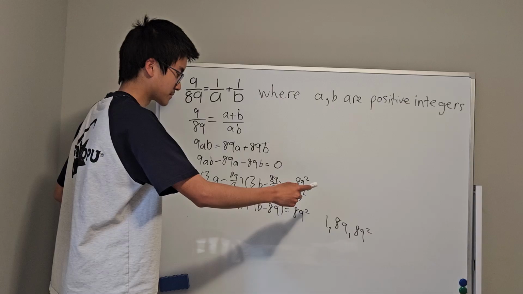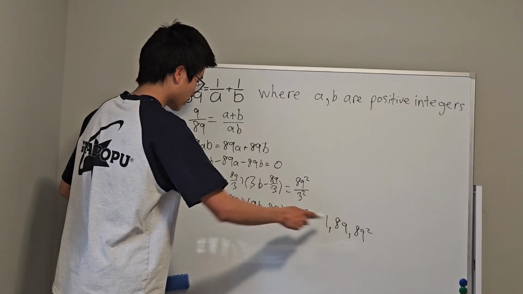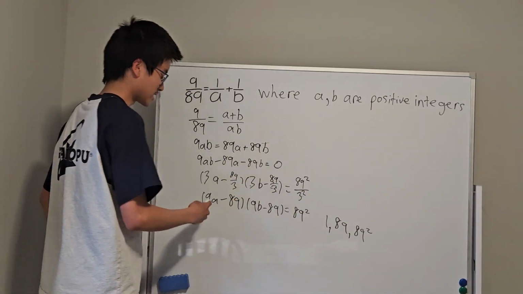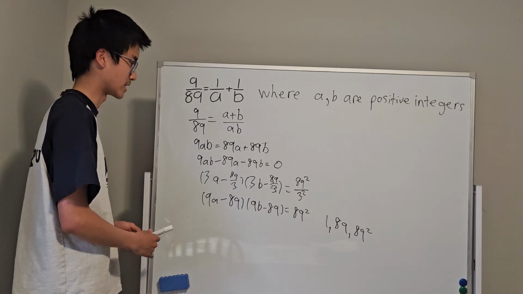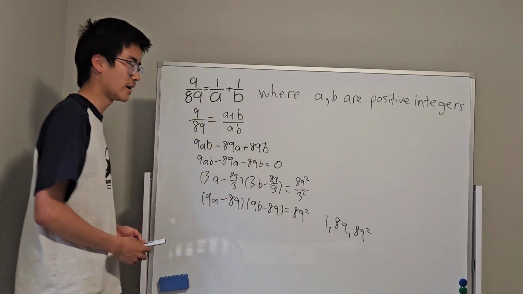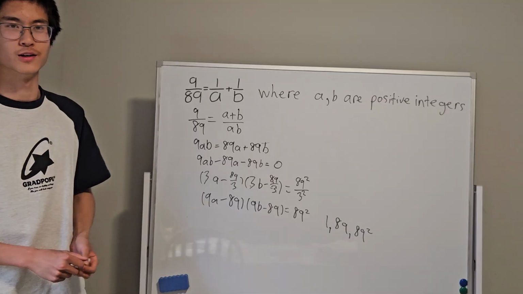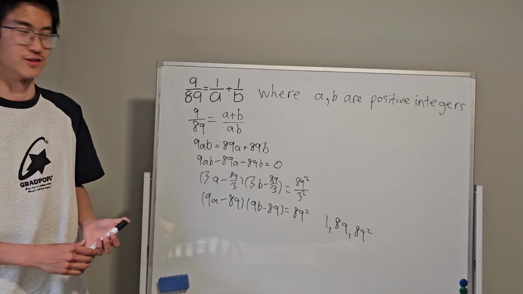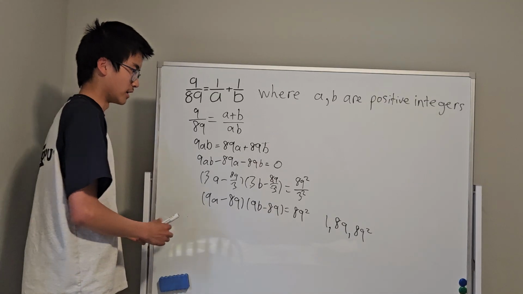So we can try values. So let's say 9a minus 89 equals 89. So this means that 9b minus 89 is 89 as well. However, if you try to solve for a and b, you realize that they are not positive integers. So therefore, 89 is out.